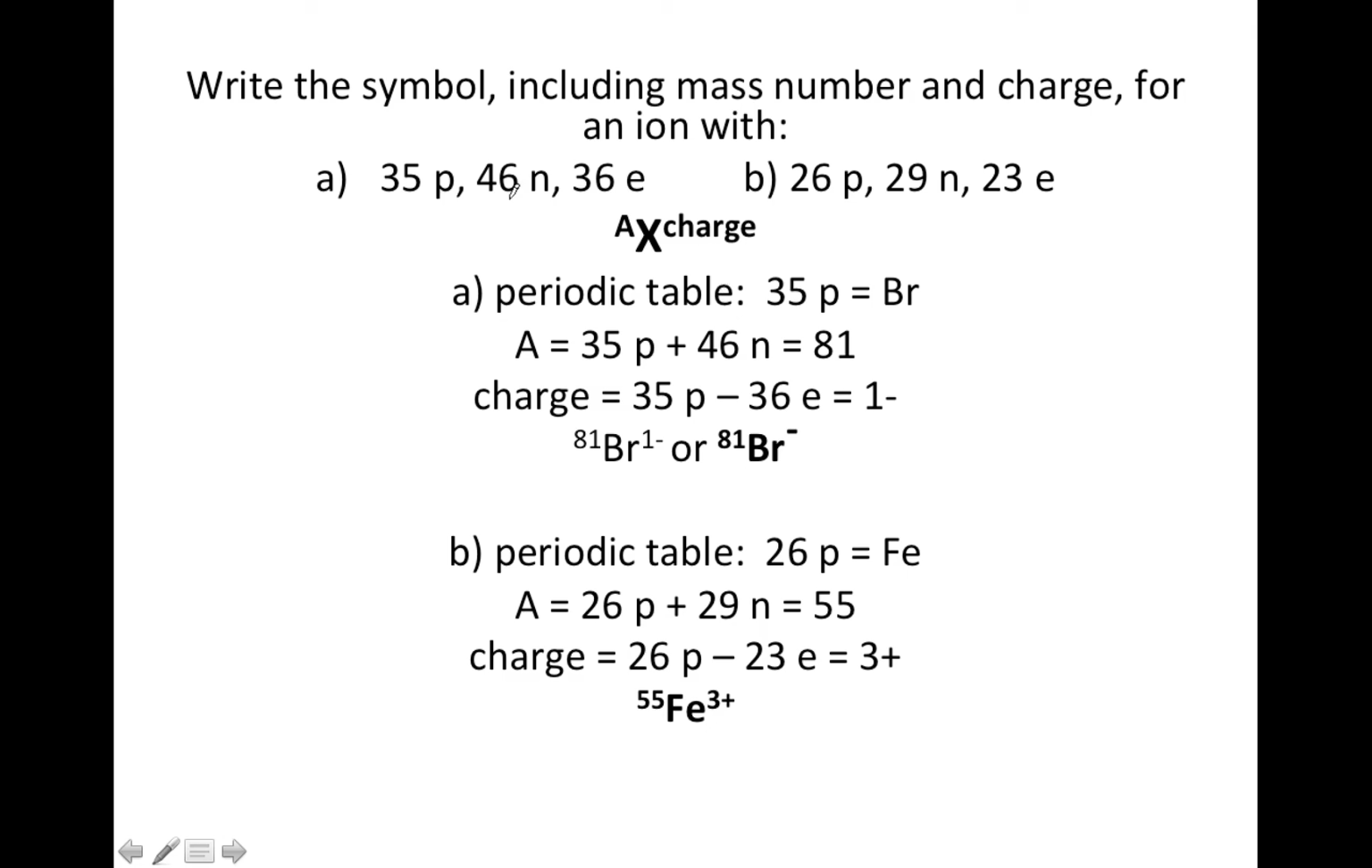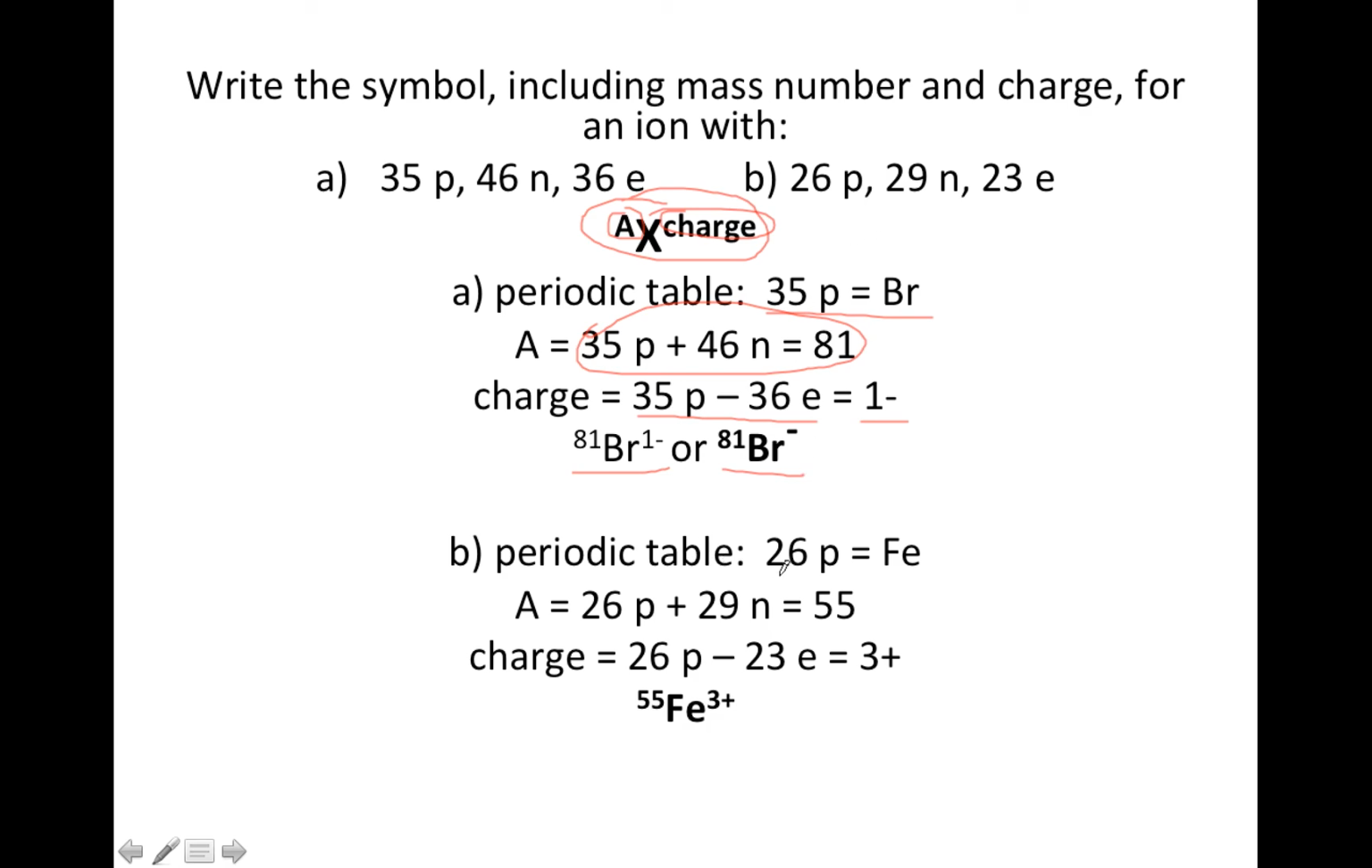If they tell you the number of protons, neutrons, and electrons, and you are asked to figure out the symbol in this format with the mass number in the upper left and the charge in the upper right. So for the first one, we go to the periodic table, look up 35, element number 35. We see it's Br. We add protons and neutrons to get the upper left number, the mass number of 81. And the charge we can get by taking protons minus electrons. So in this case, it comes out 1 minus. So you can either write 1 minus as the charge in the symbol, or you can just write minus and leave out the 1. That's the way it's most commonly done.